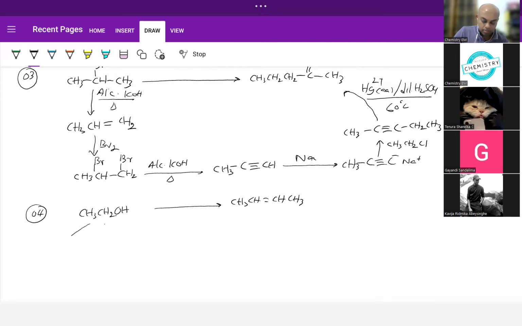First I'm converting this one into an alkyl halide, right? CH3 CH2 Cl.